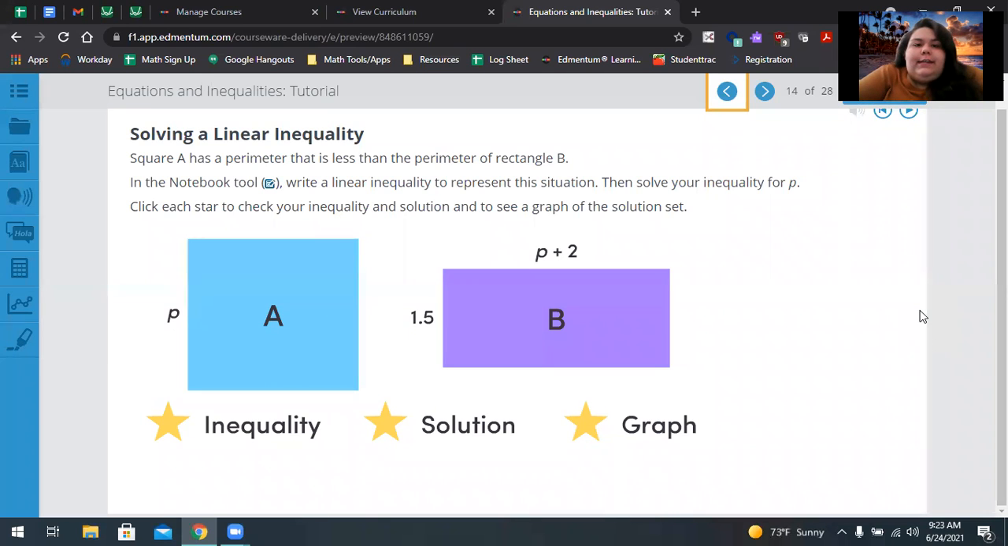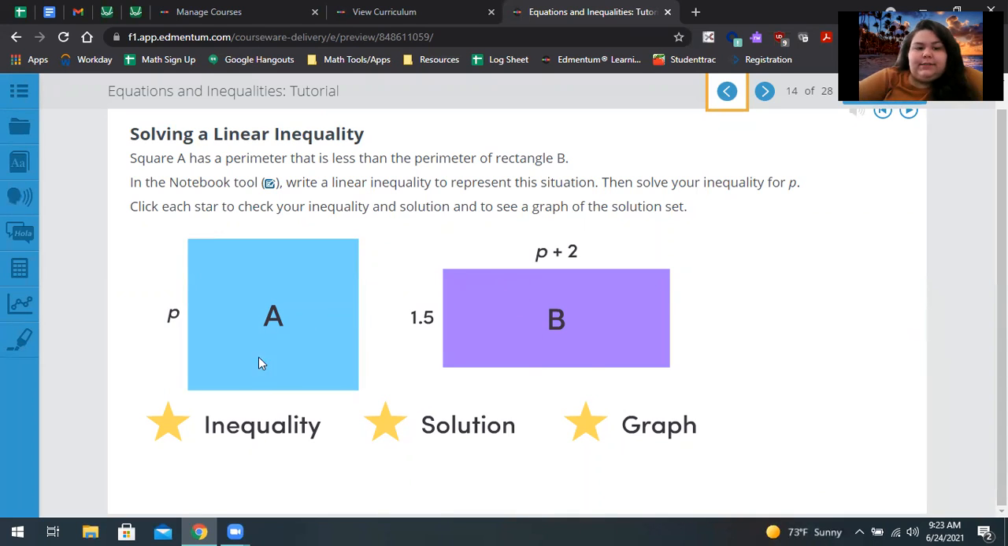So we're going to go ahead and continue. This is the Algebra 2 Unit 1 Equations and Inequalities tutorial part 2, starting on slide 14. We learned about graphing linear inequalities. Now we're going to combine it all together for solving linear inequalities. The first step will be setting up our inequality, finding our solution, and then graphing our solution here.